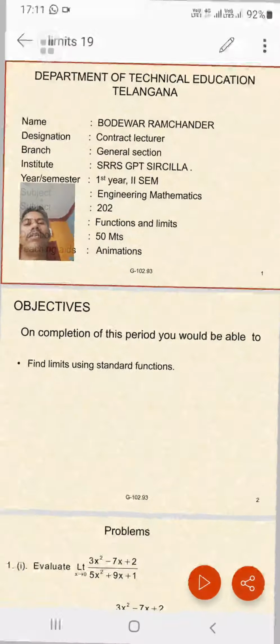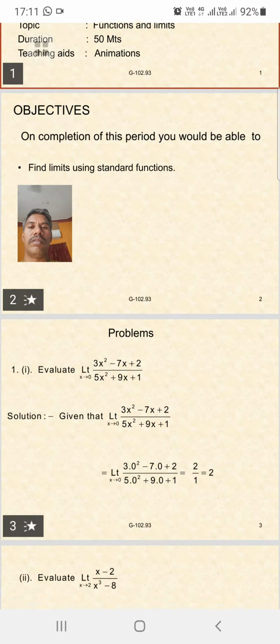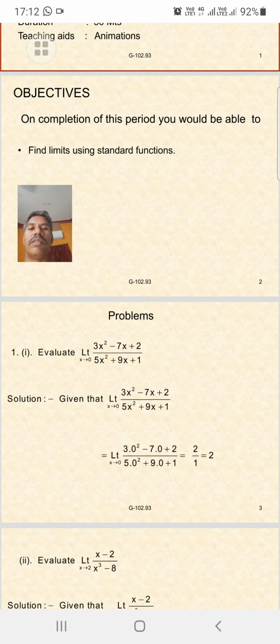So in this session, you have learned to find limits using standard functions. Try to do some more problems which are in the exercise from the textbook. And if you have any doubts, ask me. Thank you.